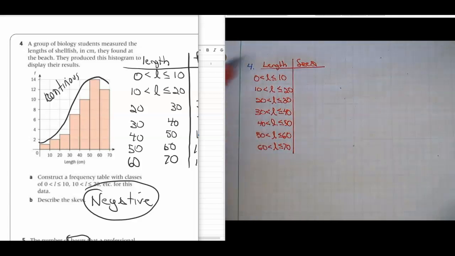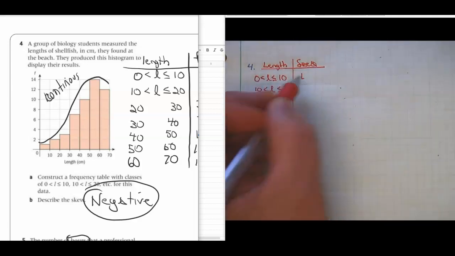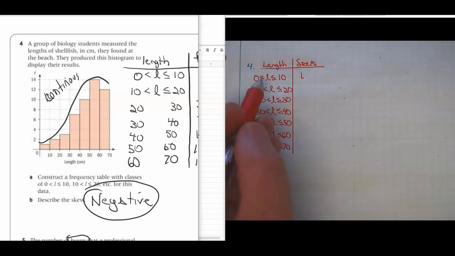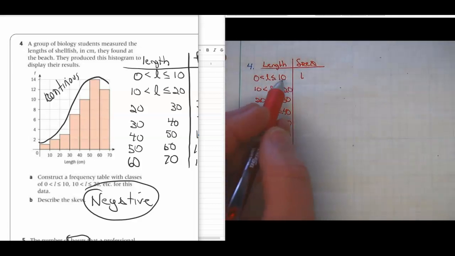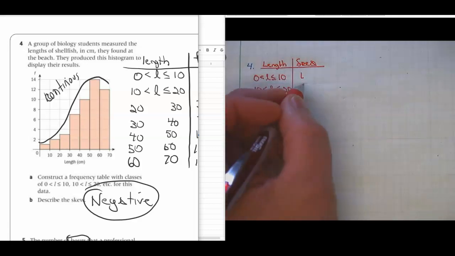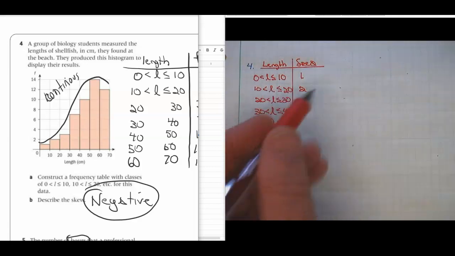So this, like all the other ones, it includes the upper number, but it doesn't include the lower number. So the number of shellfish that we had between 0 and 10 is 1. We don't know where it was in there. It could be 8, could be 9, it could be 2, length of 2. All right, from 10 to 20, we had 2. Again, we don't know what their individual lengths are. We just know that they're in this interval.